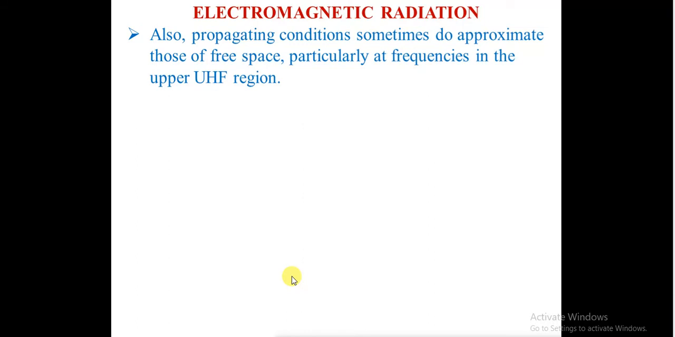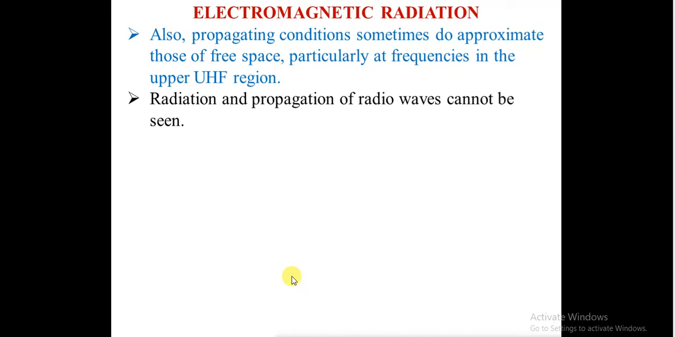Now, what is the meaning of upper UHF region? Ultra high frequency region. We have seen the electromagnetic spectrum in the previous sessions, so there you can see the frequency range. So radiation and propagation of radio waves: we cannot see them by our naked eyes, we cannot see them by any means.